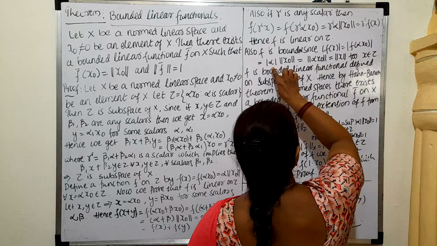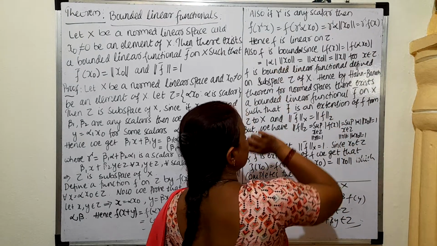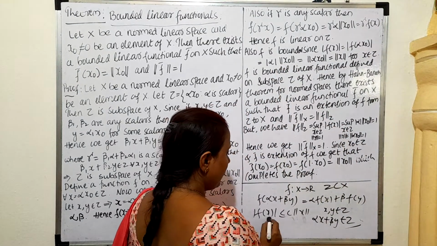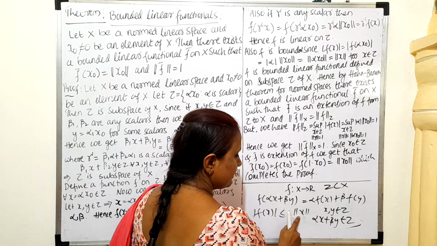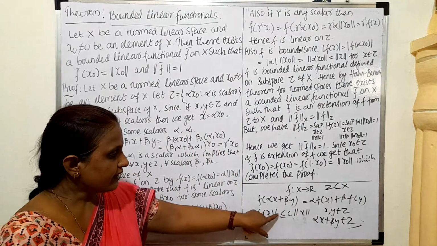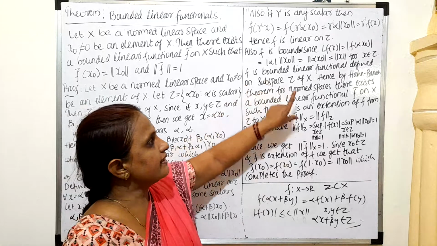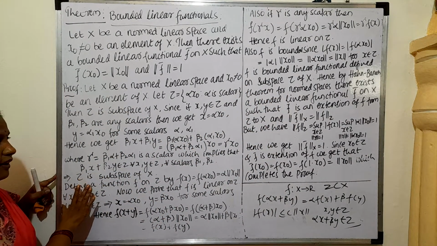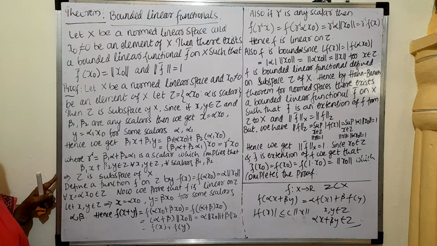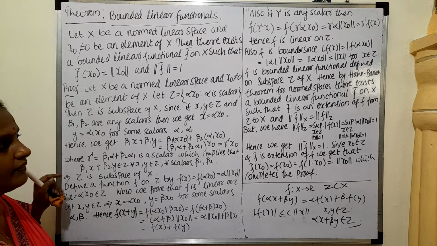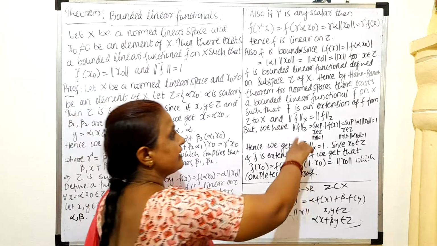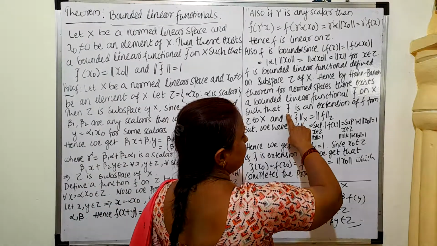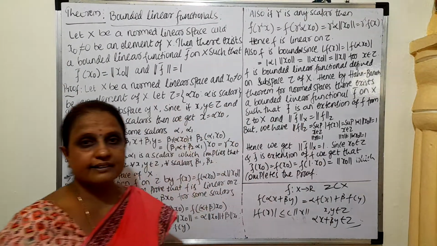Alpha is a scalar taken outside, so mod alpha into norm x naught. This is of the form mod f of x is less than or equal to c into norm x. Here instead of less it is equal, that's why it is a bounded function. So when there is a normed space along with a subspace with a linear bounded functional, there exists an extension f bar. This we have studied in the Hahn-Banach theorem.